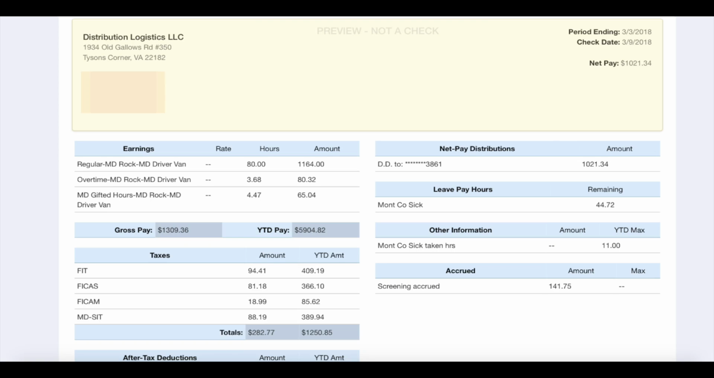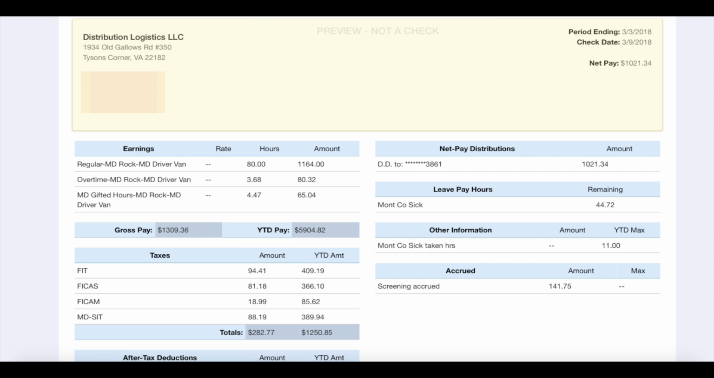Now, as you guys can see at the top, the company's name, Distribution Logistics, LLC, and their address. On the right, you have your period ending, which is the day that pay period ended, and then the check date, which is March 9th, 2018. Under that, you can see net pay of $1,021.34. If you go down a little bit, you will see on the left-hand side earnings.